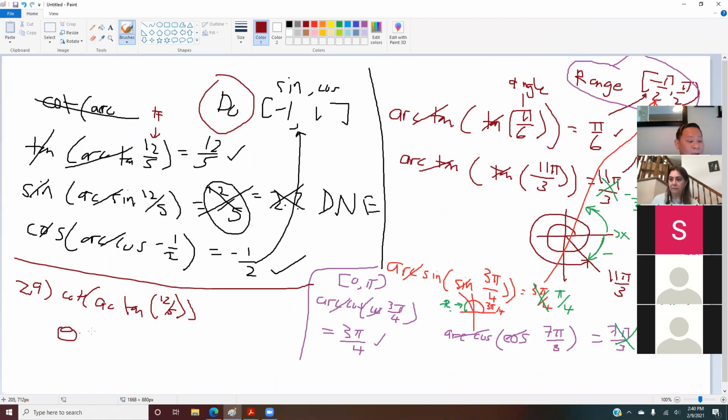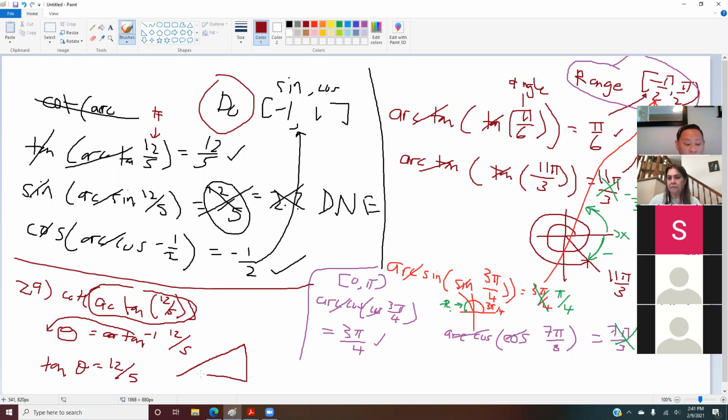So let theta become the arctangent. I'll just use this one of 12 over 5. So I will let theta become that. And as you know, I can move the arctangent back, like an equation. So when you move the arctangent back, you will get tangent theta equals 12/5. So with this, you can draw me a right triangle.